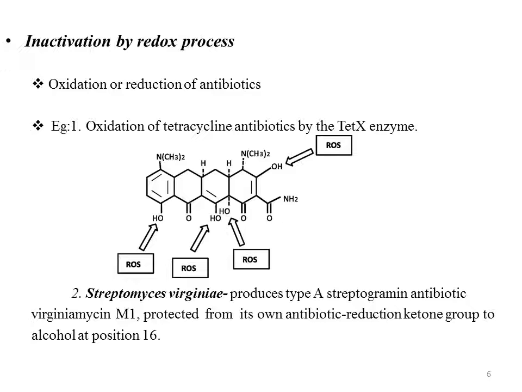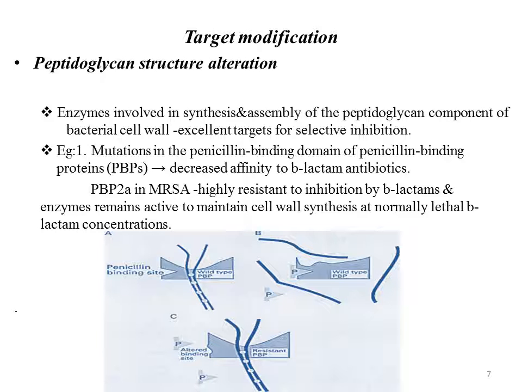Streptomyces virginiae produces a type A streptogramin antibiotic, virginiamycin M1, and it is protected from its own antibiotic by the reduction of the ketone group to an alcohol group at position 16. Moving on to target modification, it includes peptidoglycan structure alteration, interference with protein synthesis and interference with DNA synthesis.